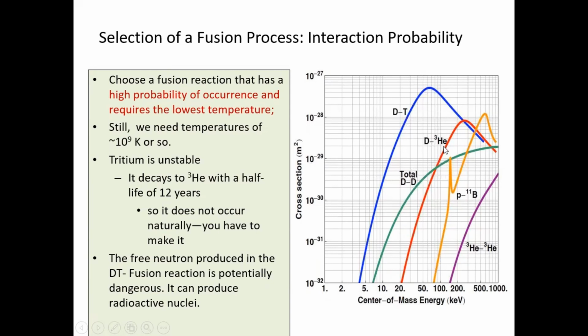D-helium-3 is more probable, but at high energies, so high temperatures, so it's not really that feasible initially. High energies are also needed for the proton-boron-11 and helium-3 processes. So the only choice is between DD and DT, and DD is more feasible because tritium is not needed here, and it is unstable. You need to produce it.